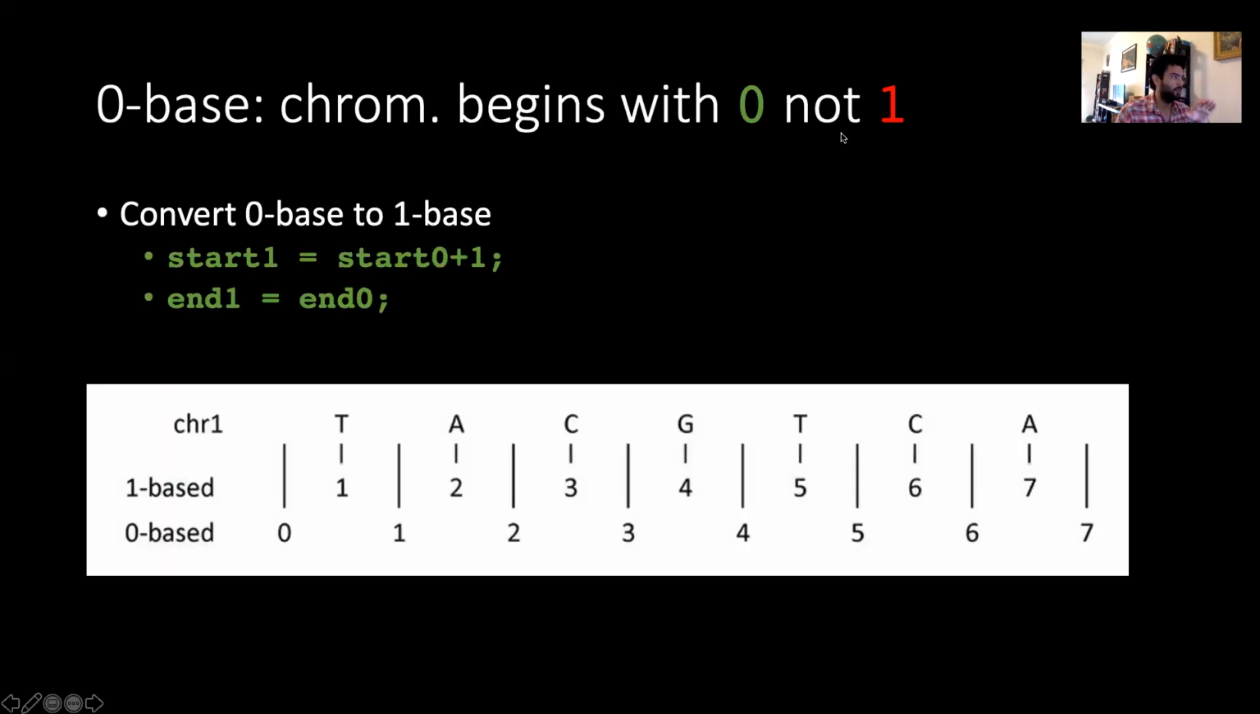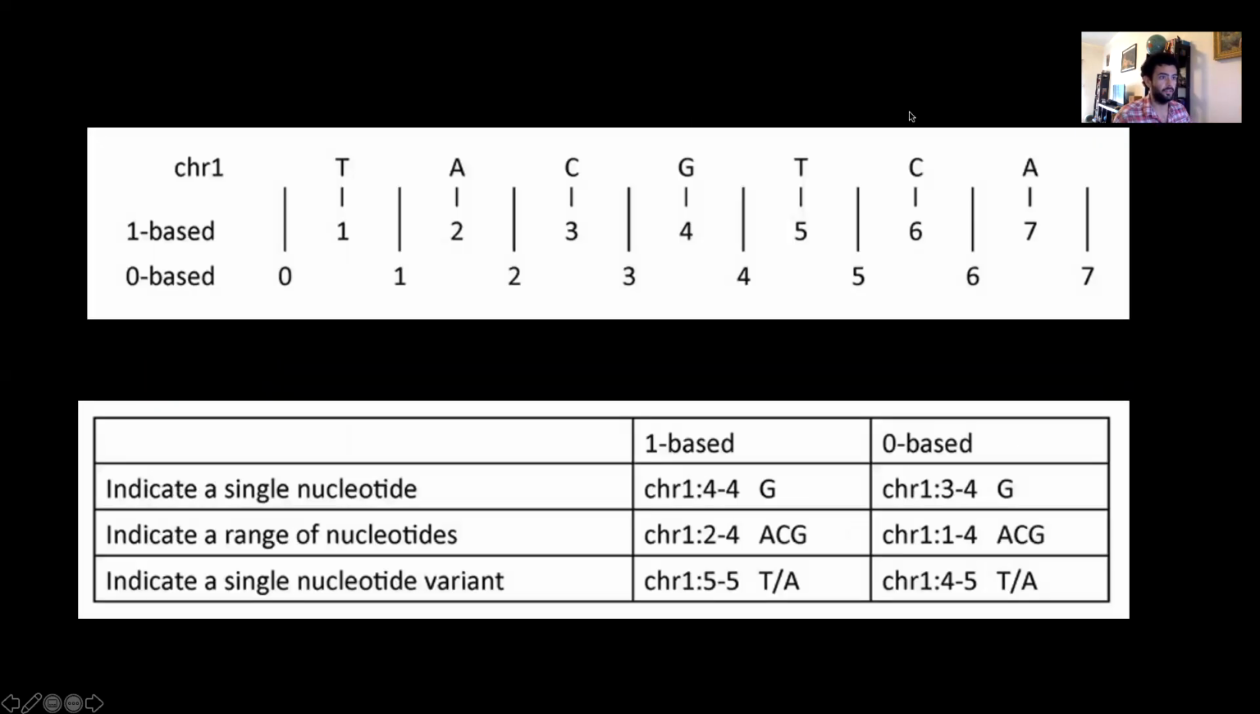So now let's talk about the difference between the 0 base and 1 base. Quite simply, basically you start numbering the chromosomes at position 0 and not position 1. Now, if you want to convert from one system to the other system, you simply just add 1 from a 1 base position to convert to a 0 base, and the end position stays the same. So let's work on an example of this.